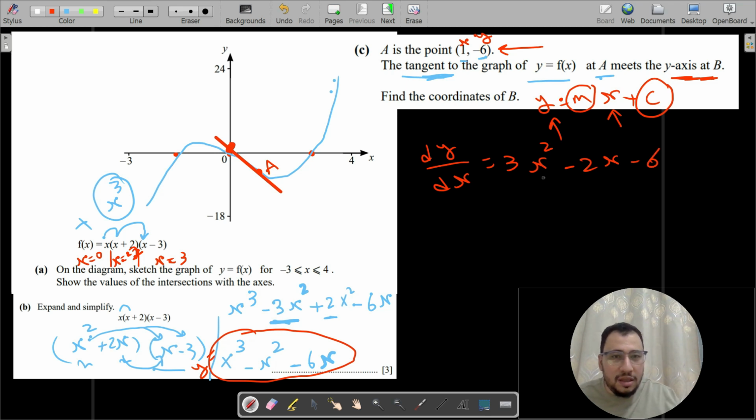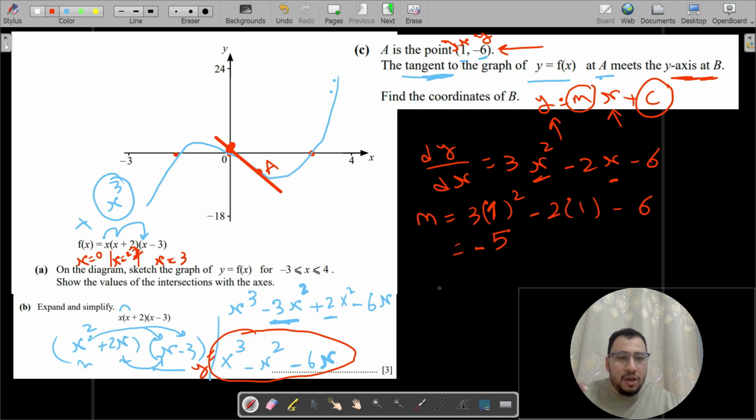He told me that x equals what? Now you have to get the gradient at this point. To get the gradient, you have to substitute x with the value of x in the point here, which is 1. So the gradient, which is m, equals... Substitute x with 1 here. So 1 squared minus 2 multiplied by 1 minus 6. And here it's going to be 3 minus 2 is 1, minus 6, so it's going to be negative 5. This is the value of the gradient.